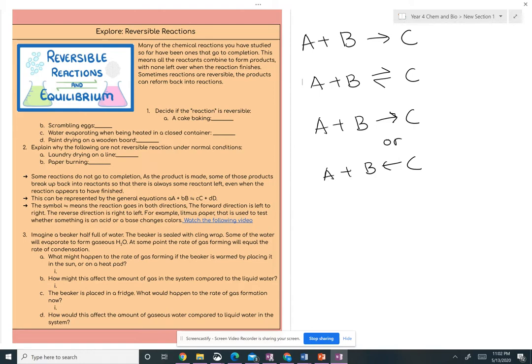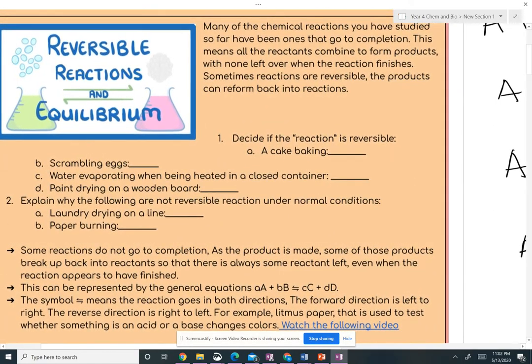Some of the examples that you looked at earlier is cake baking, right? If you make a cake, can you somehow magically make it go backwards so the cake is not baked anymore and you get back down to eggs, flour, and all of that? The answer is no in that case, we can't do that. Same thing with scrambled eggs, you can't really do that.